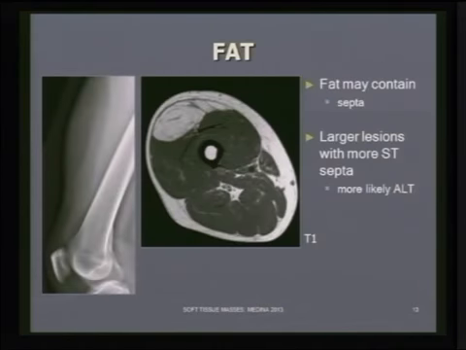Now, fat may contain septa, and sometimes we can see this if they're thick enough on the plain radiograph. So this is another fatty tumour in the anterior aspect of the thigh, overlying the quadriceps musculature, and you identify thin septa within it on both the plain film and on the corresponding axial T1 weighted MRI. And when you have more septation within the lesion, it's more likely that we're dealing with an atypical lipomatous tumour rather than a simple lipoma.